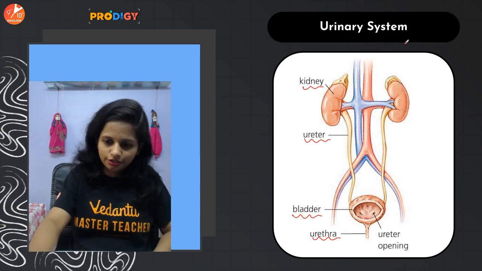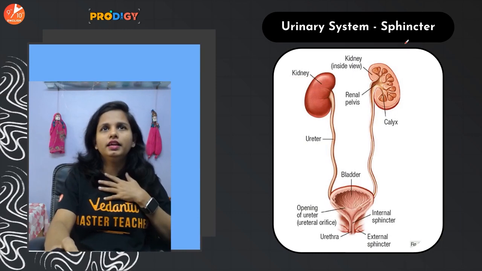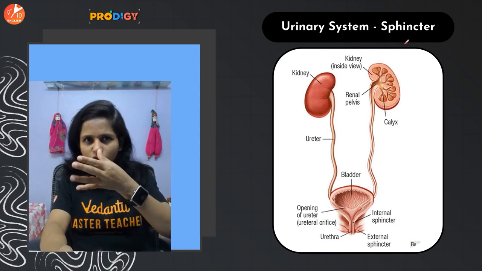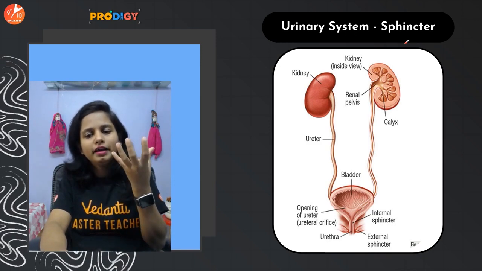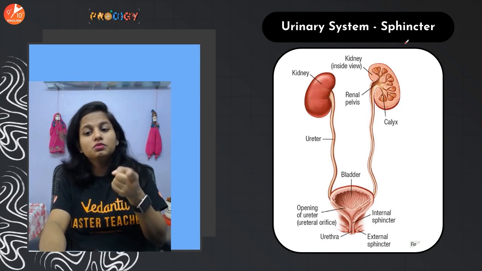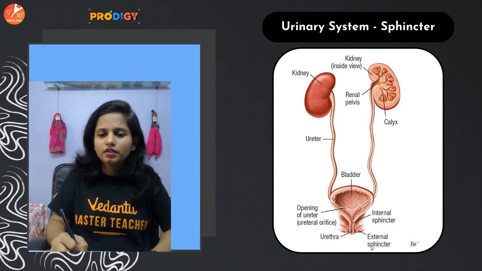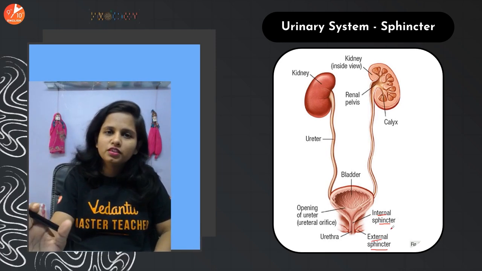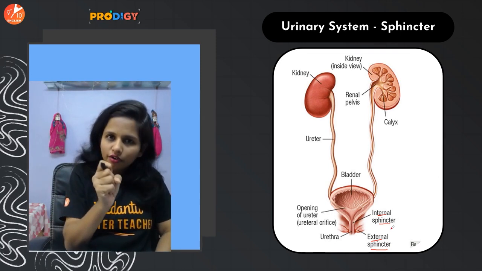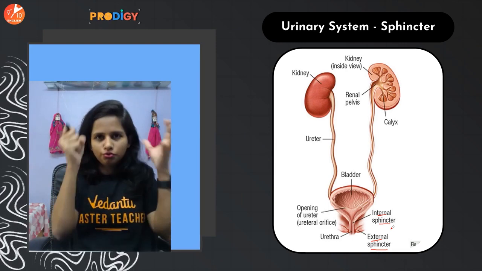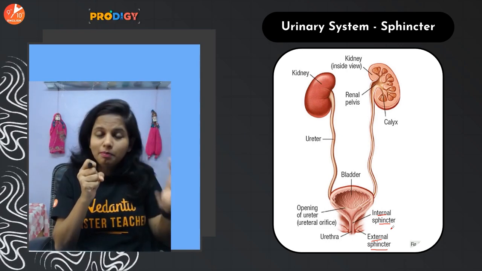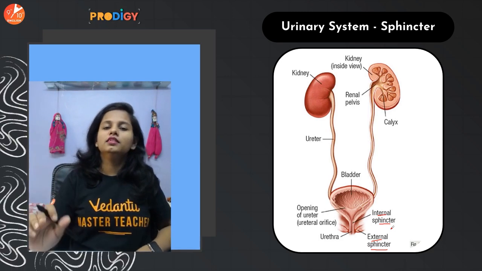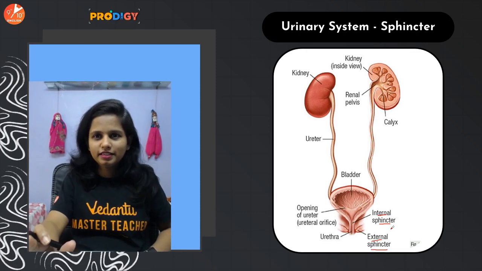Micturition. Perfect. Now see, when I say that the bladder is under the control of nerves, the opening and closing of the bladder is also regulated by muscles. And you guessed it right, these muscles are called sphincter muscles. External sphincter, internal sphincter, can you see? Sphincter muscles remain in contracted position when the bladder stores the urine. When we want to expel the urine, the sphincter muscles relax and then the urine is expelled out. That's the job.